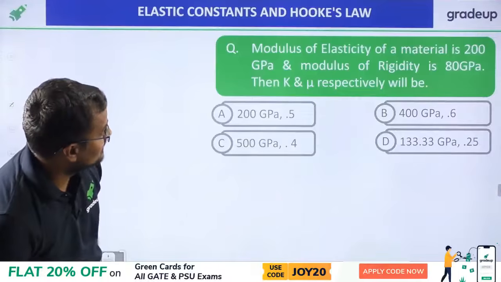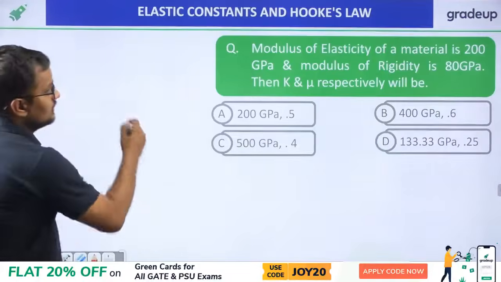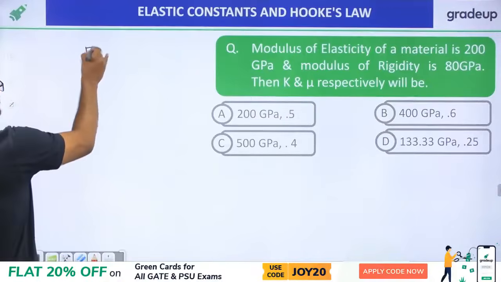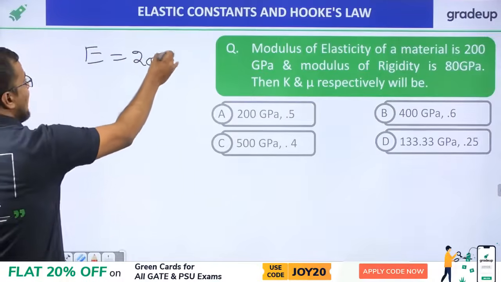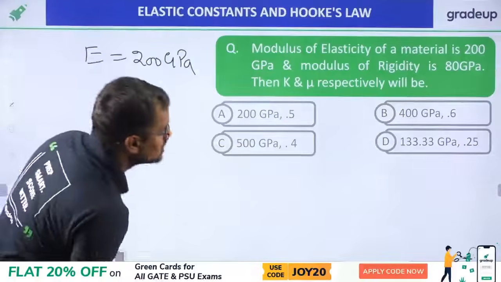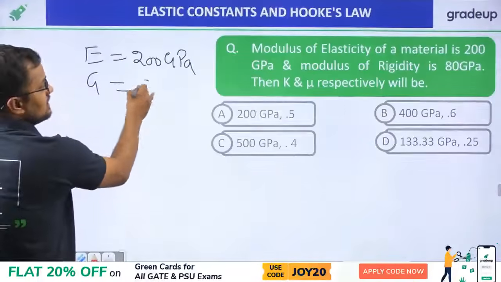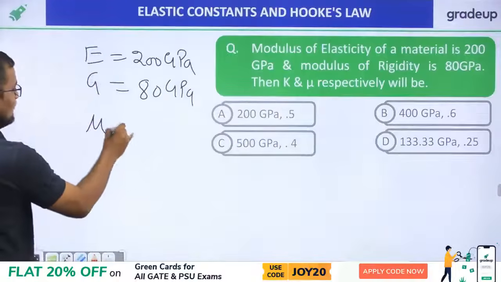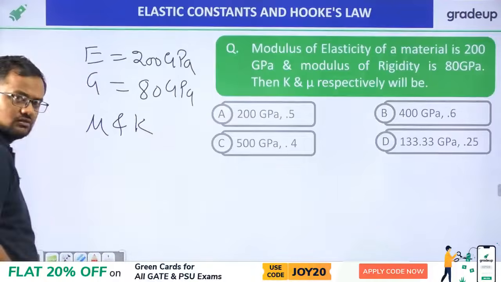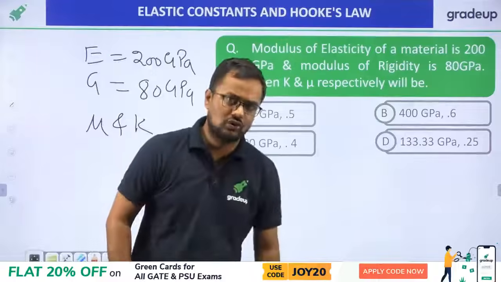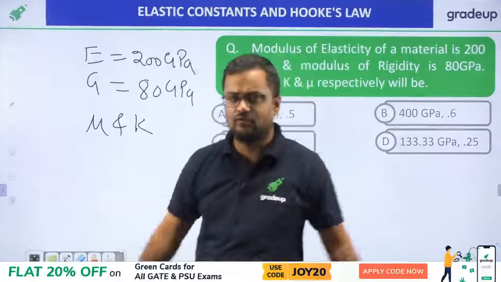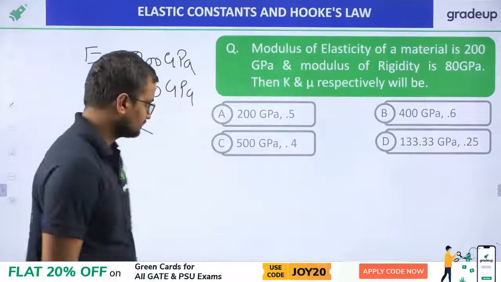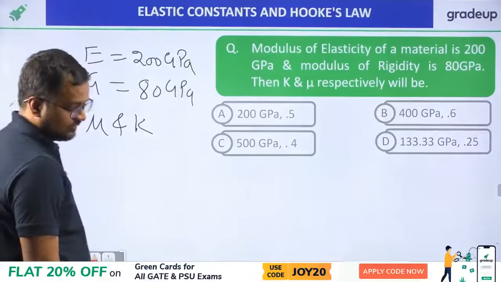Modulus of elasticity is given and modulus of rigidity is given. What is given, my friends? E is equal to 200 gigapascal and modulus of rigidity, that is G, is given as 80 gigapascal. They are asking for mu and K. So it is easy. I already told you that if you know two elastic constants, then you can find any other two also. From only two you can find all. E.g., you have to find mu and K.